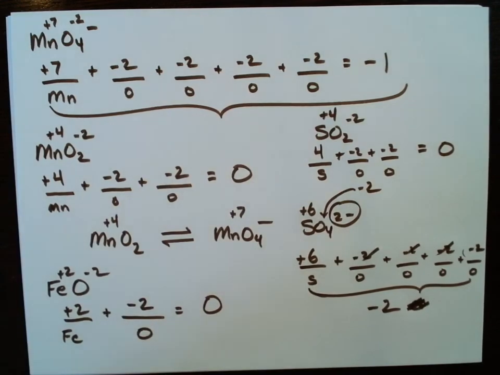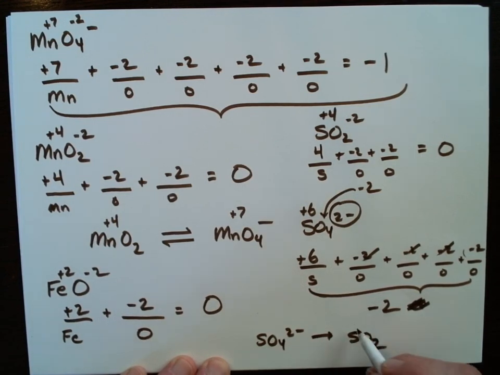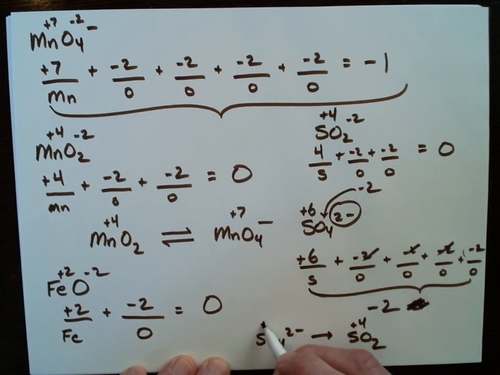So I can talk about sulfate going to SO2, +6 to +4. If sulfate gets chemically changed to sulfur dioxide, that's going to represent a reduction, +6 going to +4. And if SO2 goes to sulfate, that's going to represent an oxidation, +4 going to the more positive +6.